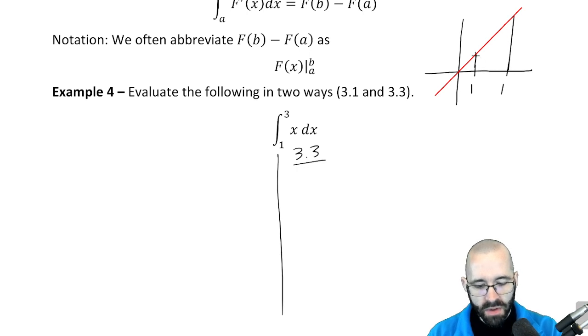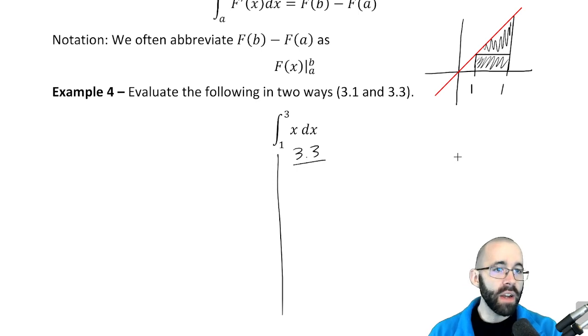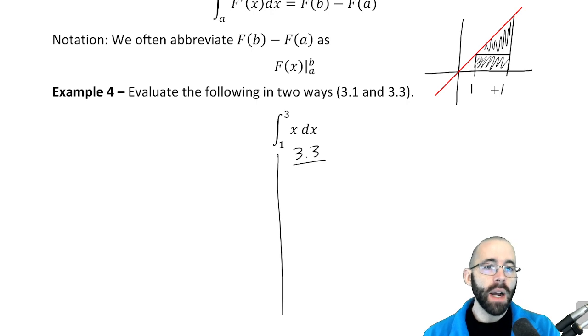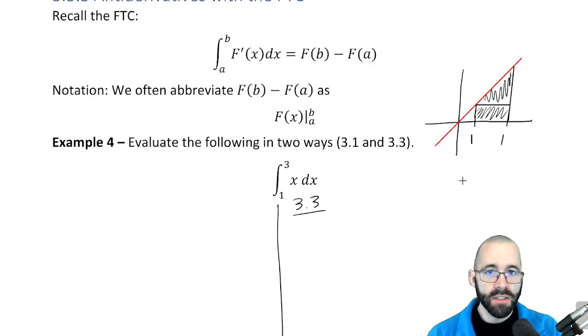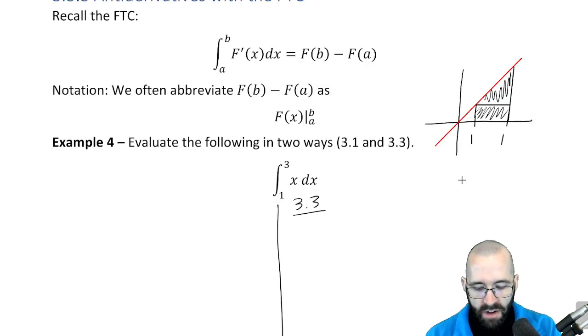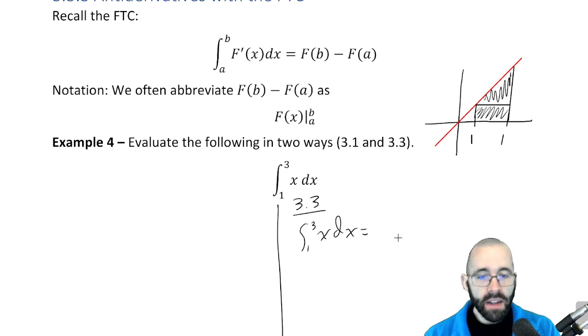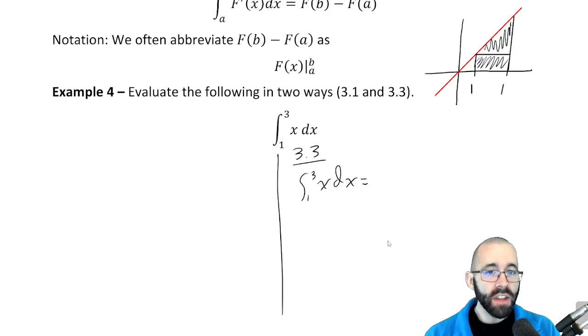That area is a trapezoid, a rectangle and a triangle. We've already talked about how to find this area. So we'll do it both ways. We can do this the old way. 3.1 uses this picture, but let's use the fundamental theorem of calculus. The fundamental theorem of calculus says that this integral is the total change of the antiderivative.